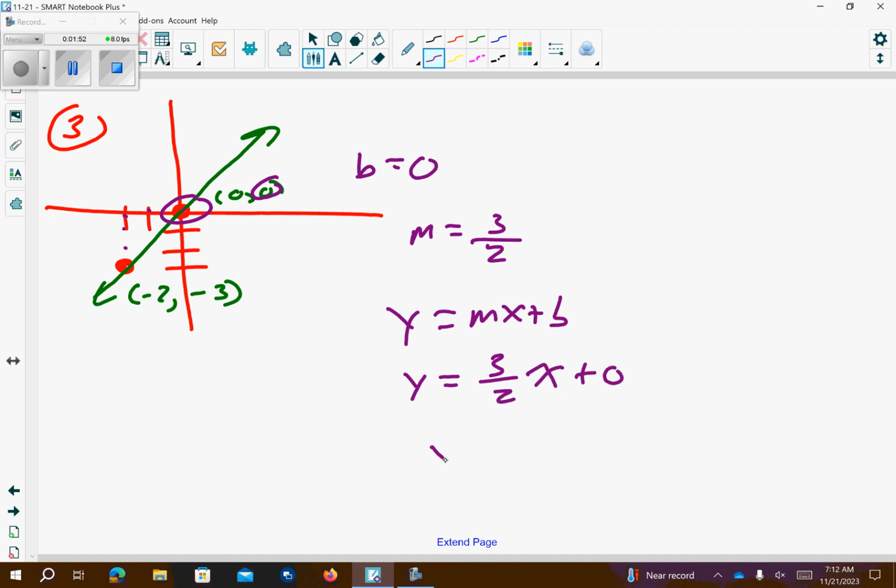So this answer is totally fine. Or you could write it like this. I would take either one of those answers. They're 100% correct.